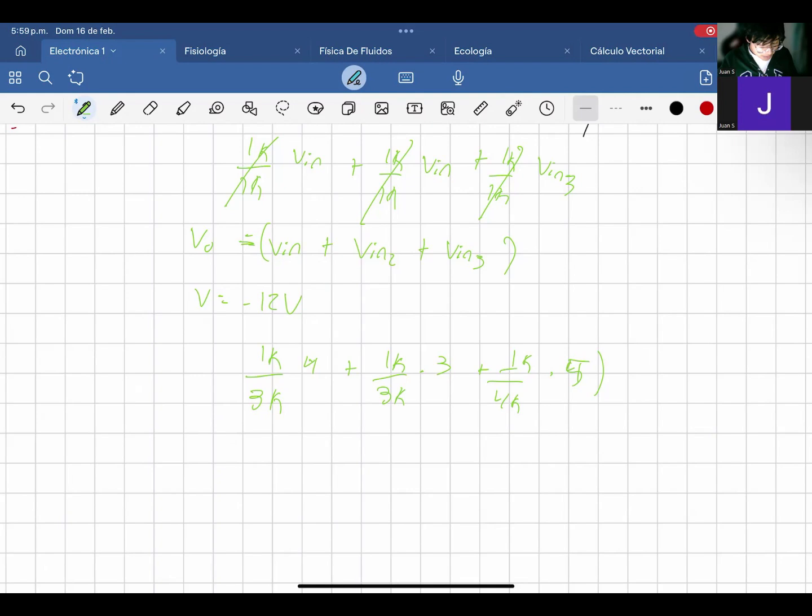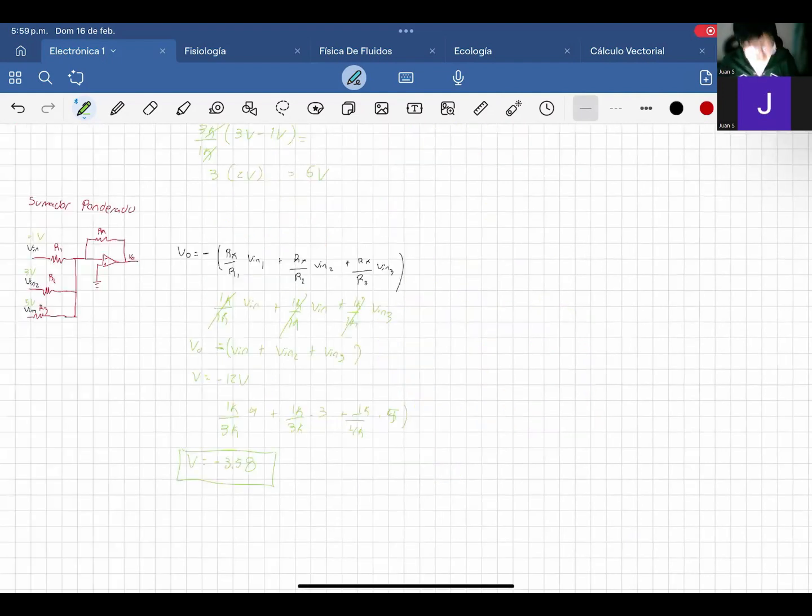And we would be expecting, accordingly, 1 over 3 times 4 plus 1 over 3 times 3 plus, and then times 5, we would be expecting a voltage around minus 3.58. So with that in mind, let's go to Proteus and check if we're doing this all right or not.